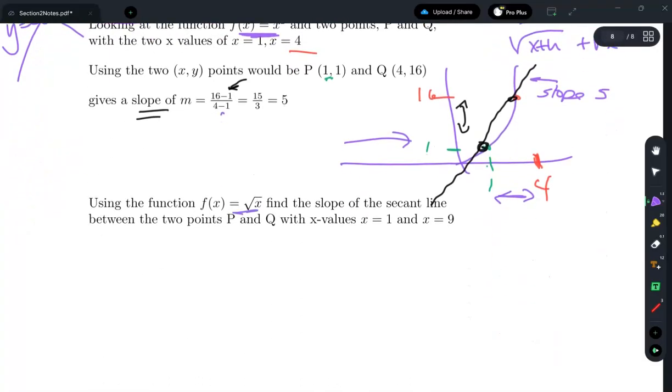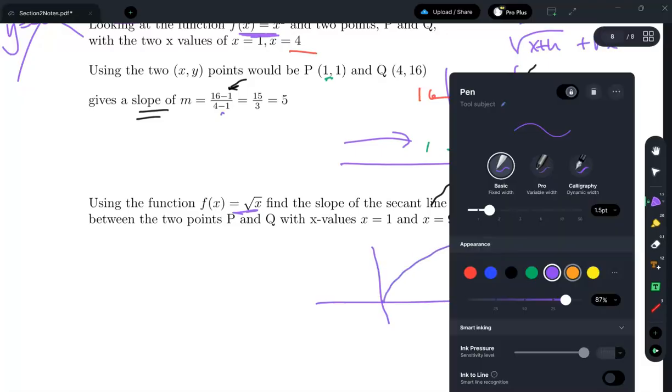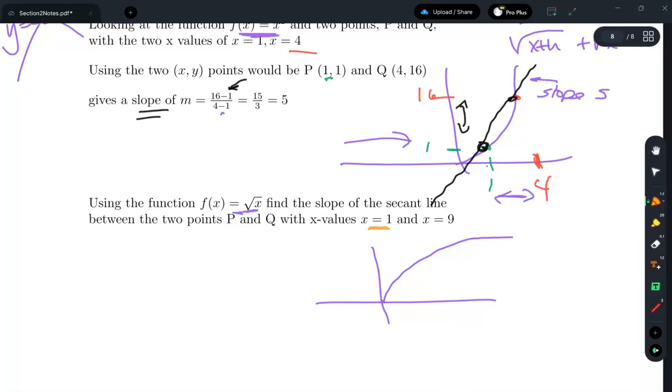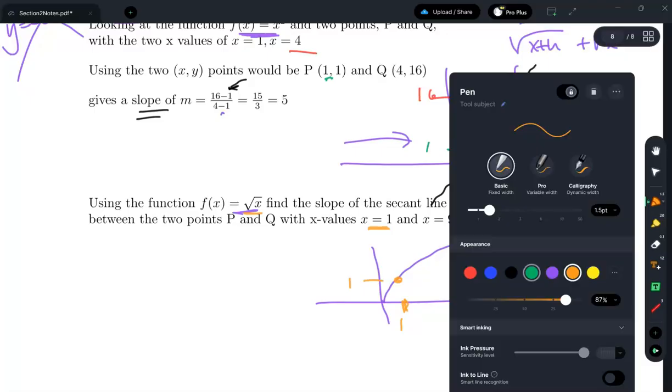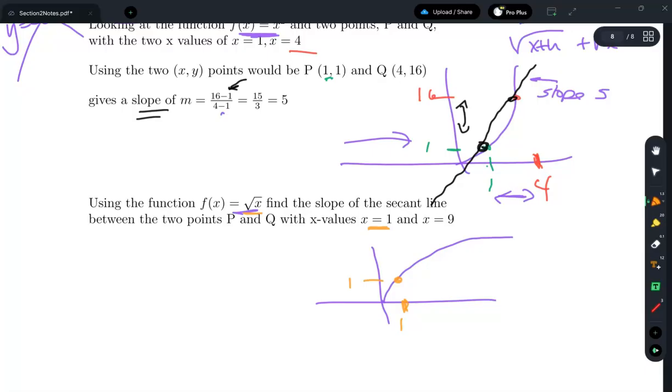So let's just try this one. Here's your y equals root x, and I'm asking you to use the x value of 1. So here's 1, and I know if I put 1 into here, that gives me the y value of 1. So that's what they're calling the P, right? Okay, so let's go and find when x equals 9. When x is 9, what do I know the y value is? I put it into here, and that gives me 3, right? So that's that point.